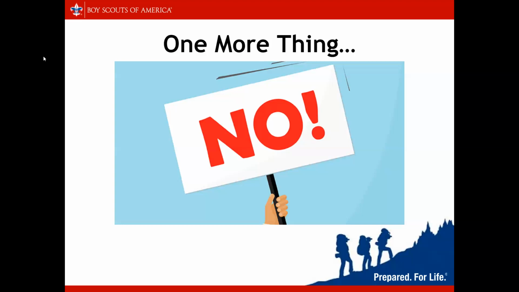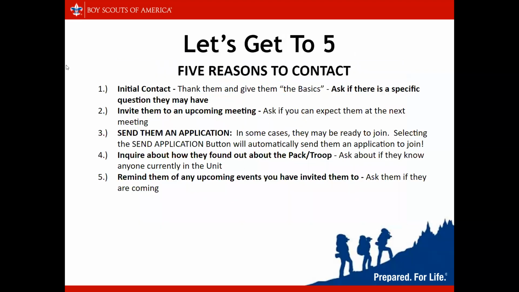Okay. So now we've talked all about the rules for follow-up, let's make a plan. Let's talk about getting to 5, okay? We talked about at 5 follow-ups, you've got up to an 80% chance that that particular prospective family is going to join. So let's get to 5 here. And I'm going to show you how. It's real easy.